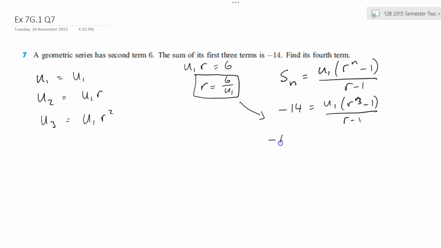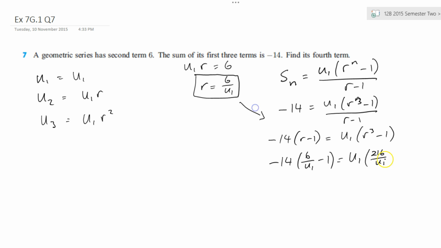So negative 14, I'll multiply through by R minus 1 because I want to get that looking nice first. And the difference of cubes, if you know it, go ahead and simplify that. That'll make your life a little bit easier, but we can do it without it anyway. Negative 14 times 6 over U1 minus 1 equals U1 times 6 cubed, which is 216, over U1 cubed minus 1. Let's expand everything.